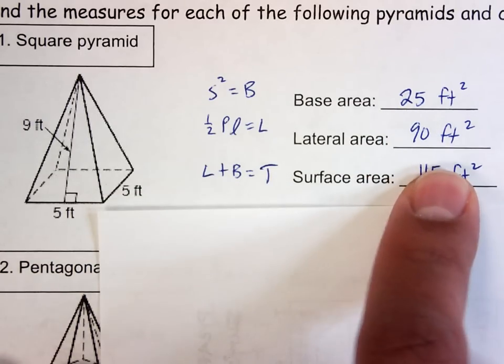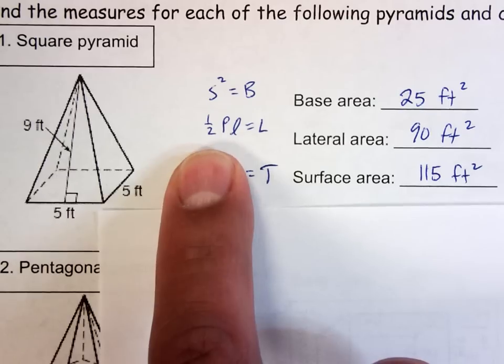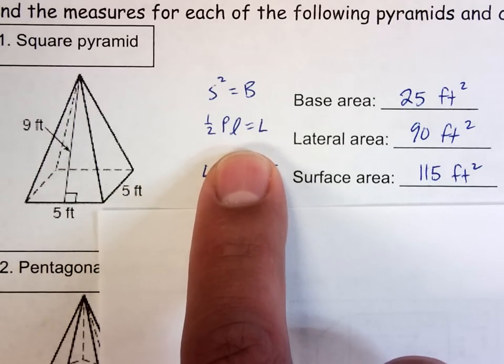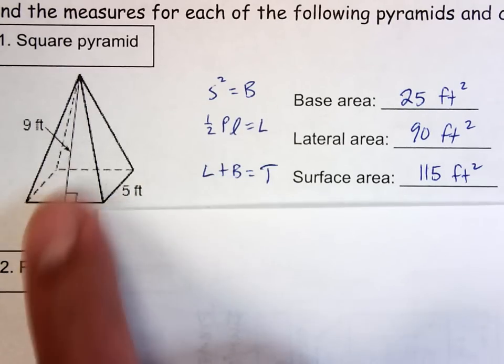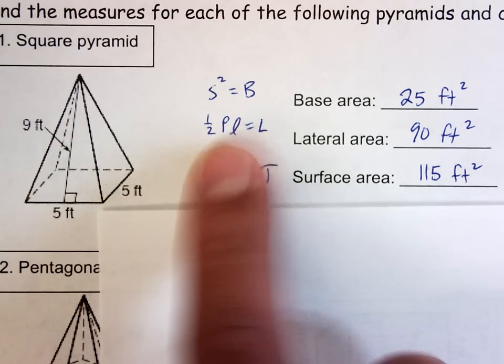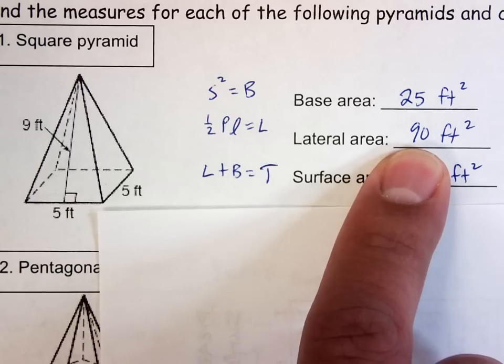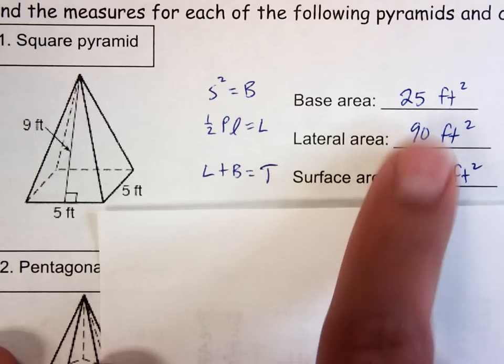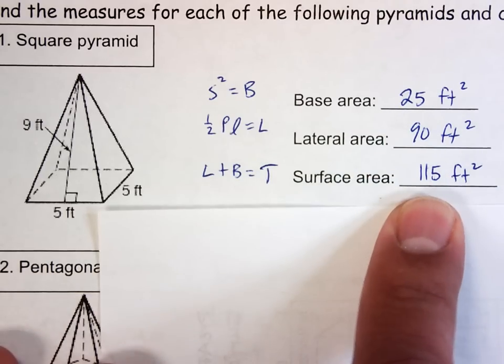My lateral area, again, I've got it written down here. It's 1/2 times the perimeter of the base times the slant height. Perimeter of the base is 20. That's 5, 5, and 5 times the slant height, which is 9, divided by 2 gives me 90 feet squared. So of course the total is lateral plus the base: 25 plus 90 gives me a total area of 115 feet squared.